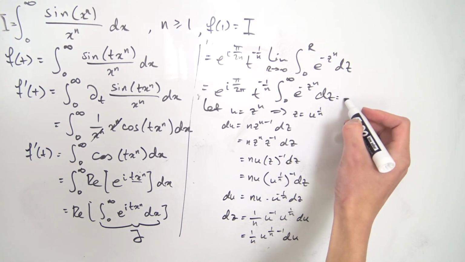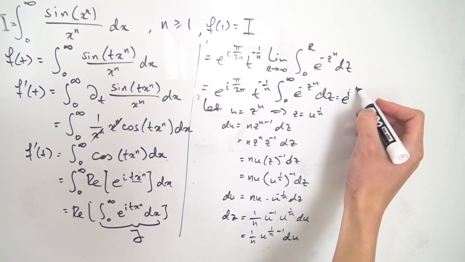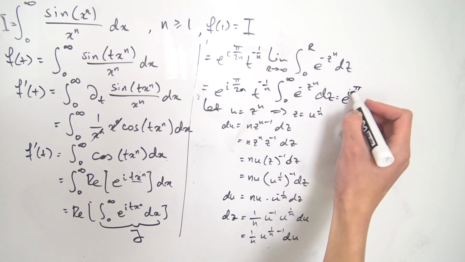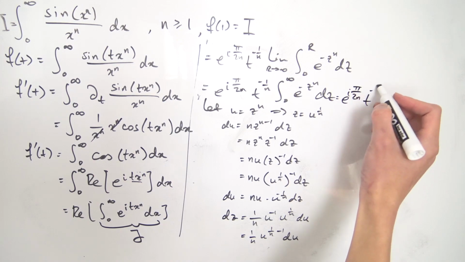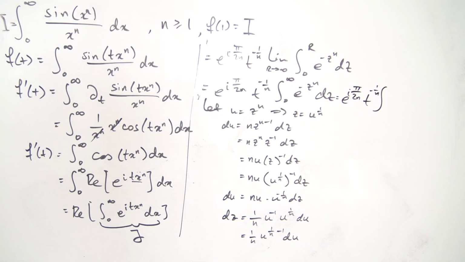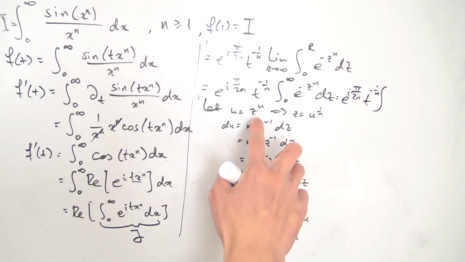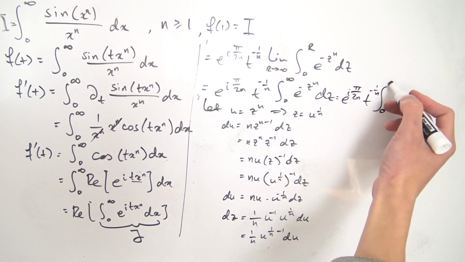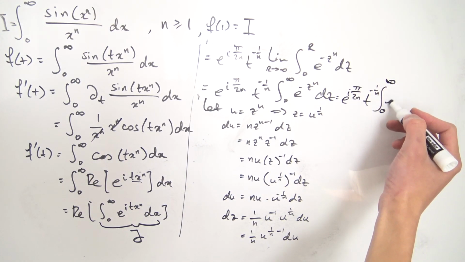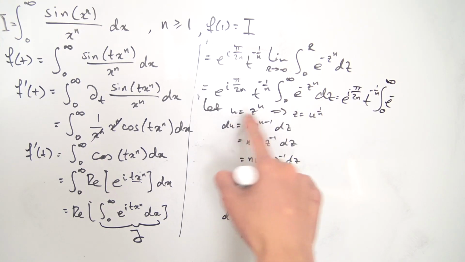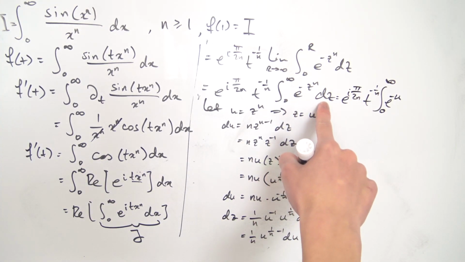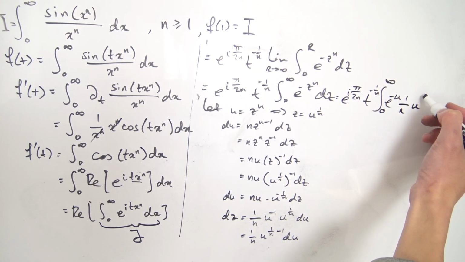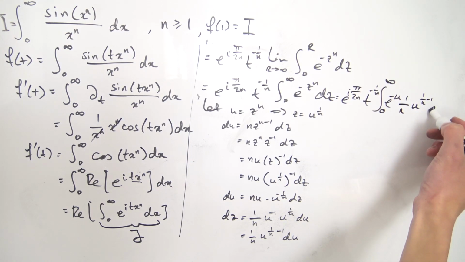So this is equal to now e to the i pi over 2n, t to the minus 1 over n, integral. What did I write? This should be an n, not a pi. So pi over 2n. And what are our upper and lower bounds? If we plug 0 into this z, we're going to get a 0. And if we plug infinity into the z, we're going to get an infinity. And then we're going to have e to the minus z to the n, that's our u. And what does our dz become? It becomes 1 over n, and then u to the 1 over n minus 1 du.